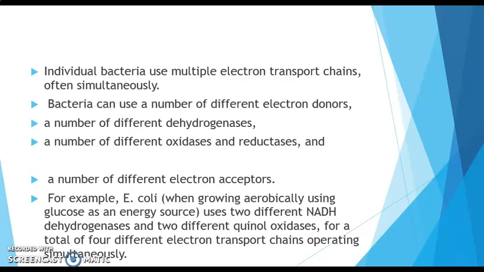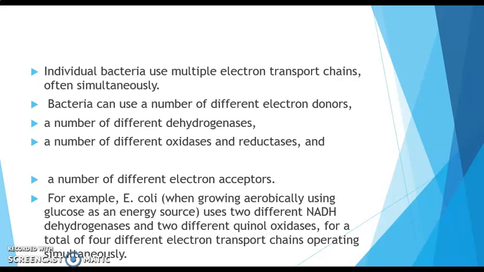Individual bacteria use multiple electron transport chains, often simultaneously. Bacteria can use a number of electron donors, a number of different dehydrogenases, oxidases and reductases, and a number of different electron acceptors, not only oxygen as in the case of eukaryotes.